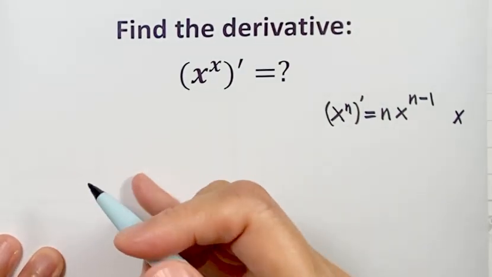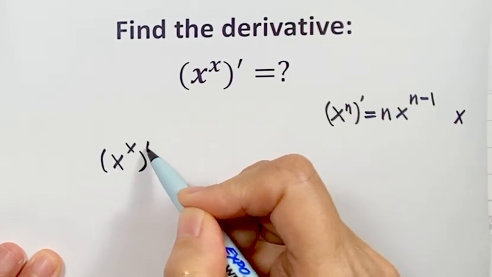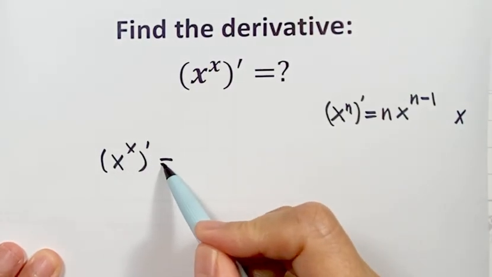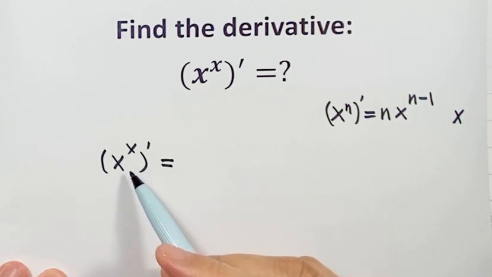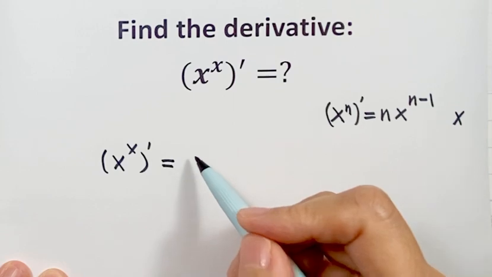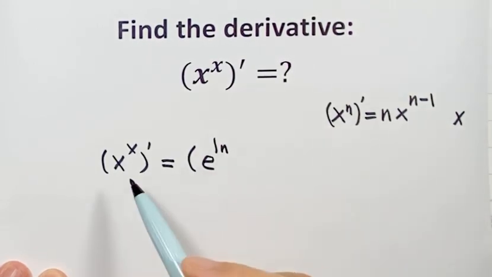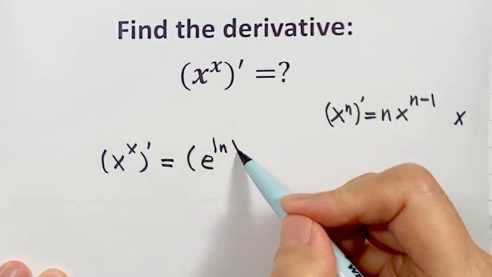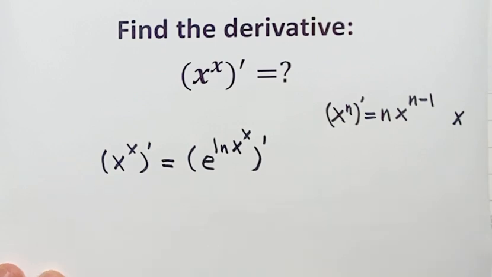So here, let's just copy the question. X to the x, take a derivative. Because we don't have any derivative rule for this kind of function, we have to rewrite it. So just take e to the natural log, then copy the whole function here, x to the x. Then outside, take a derivative.